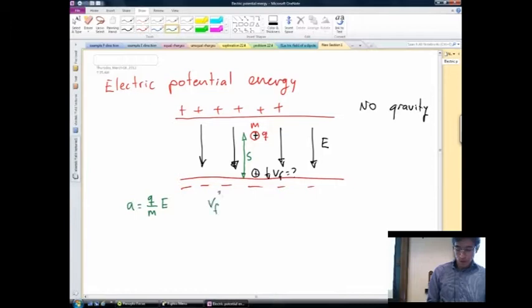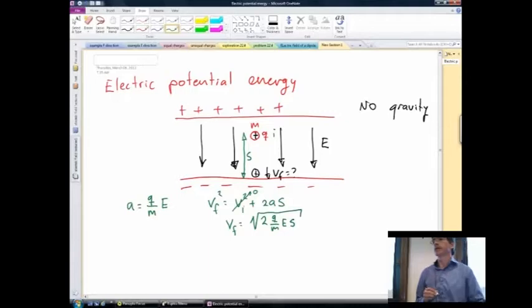The motion is one-dimensional, so v final squared is going to be equal to v, let's call this the initial point, and that's the final point down here. So v initial squared plus 2 times the acceleration times the distance that the particle traveled. And if we're starting from rest, that's going to be 0. So that means that the final velocity is going to be the square root of 2 times the acceleration of the particle, which is q over m times E, multiplied by s. And you're done, right? That's the velocity of the particle right before it hits the negative plate.